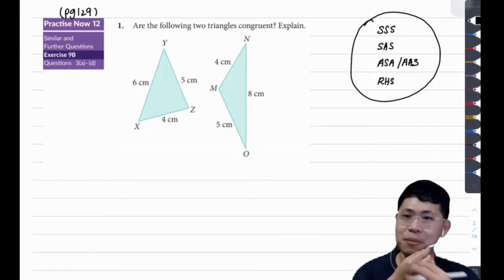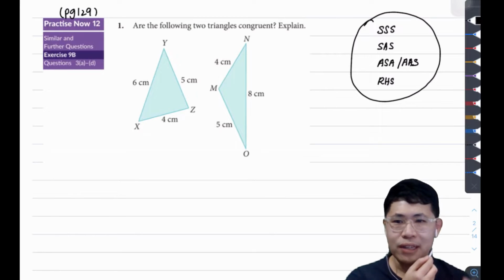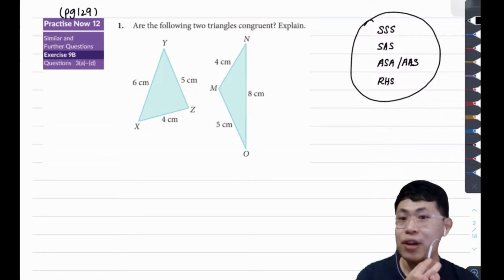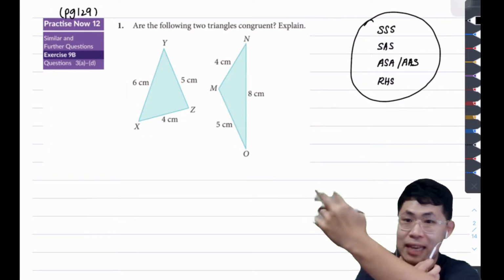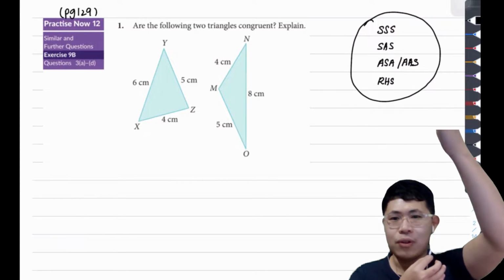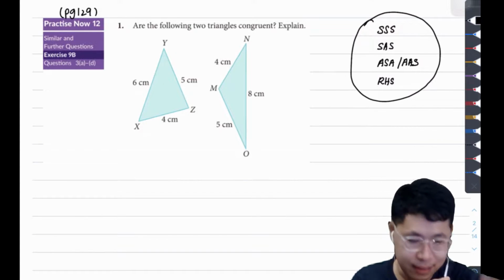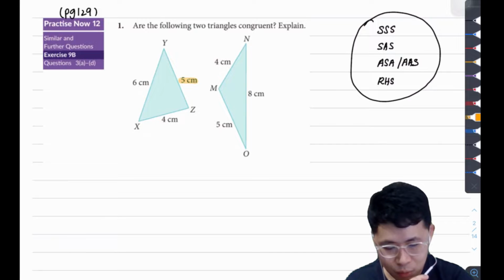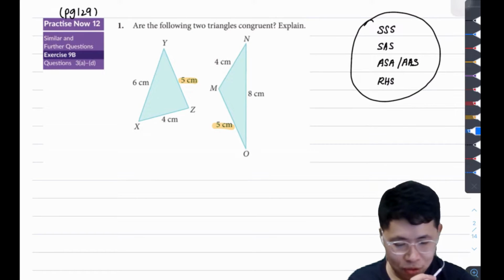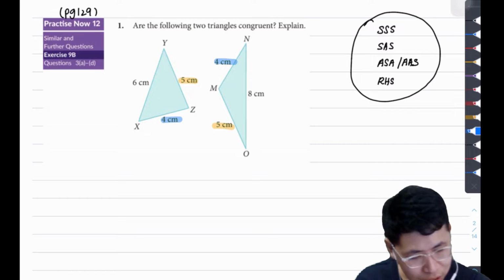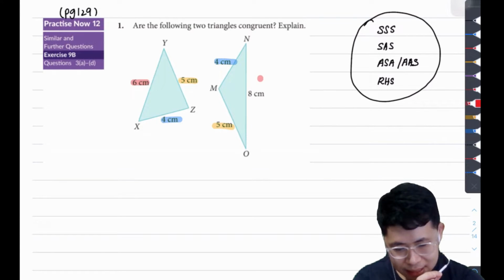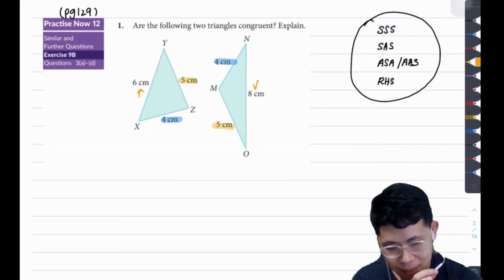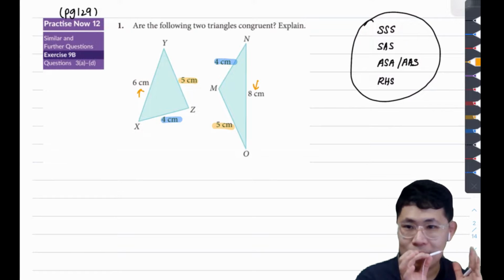As you can see in this example over here, are the following two triangles congruent or not? Explain. So let's test and see whether the two triangles are congruent. Over here, the information that they give is 3 sides, so it means that we're going to prove using the SSS test. So let's match and see which side belongs with which side. We have a 5 cm that we can match. We have a 4 cm that we can match. However, one is 6, the other one is 8. So this is the problematic one. The 6 cm and the 8 cm are our problematic sides.